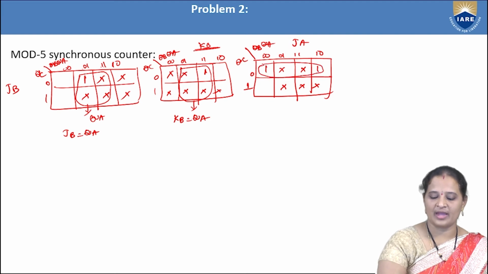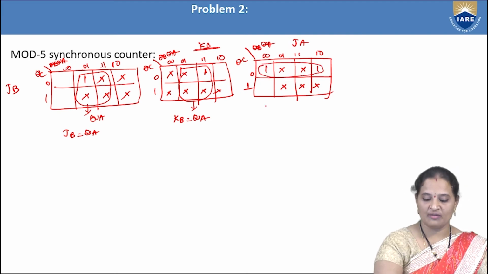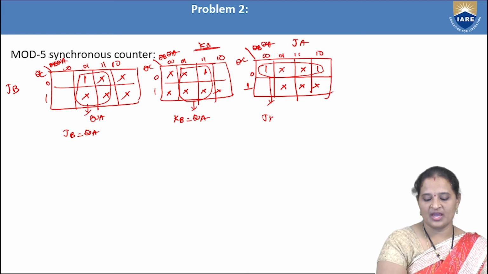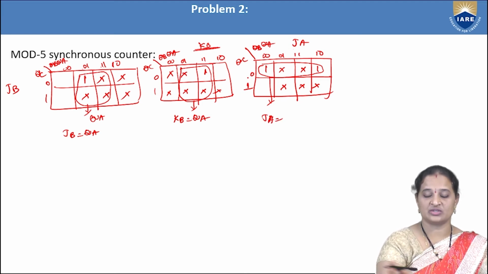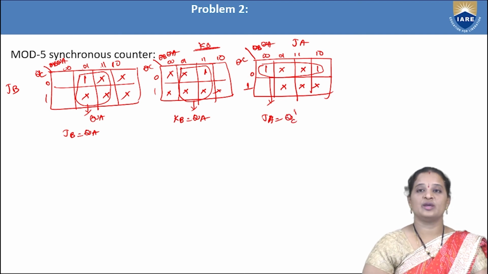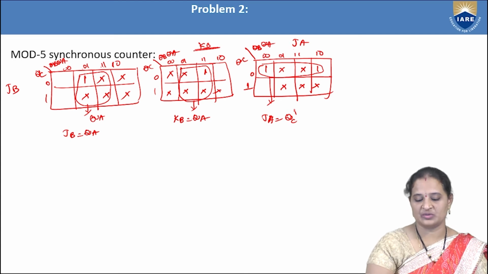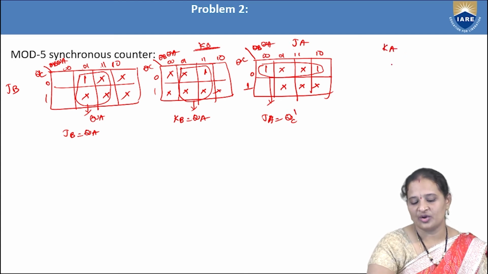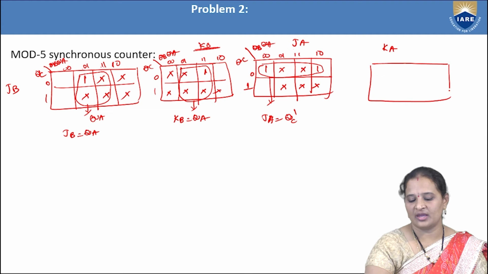I can form a quad here. So now I can write down JA is equal to QC complement, as QB and QA values are varying for all these 4 cells. So eliminate QB and QA, only consider QC, which is equal to QC complement. JA is equal to QC complement. And similarly, we'll derive the equation for KA.